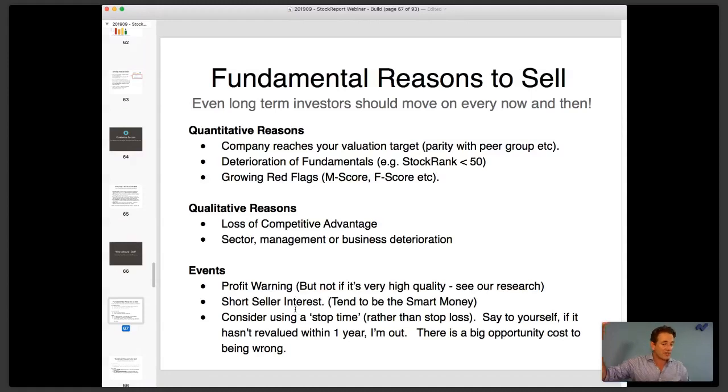A jump in short seller interest is another trigger. I also think it's very, very important to use a stop time. There is an opportunity cost to staying in a stock that doesn't perform. So I would say to myself, if a stock hasn't revalued within 1 year, I'm probably out. You've got to think about the opportunity cost. If the stock's gone sideways, you could have made 10% somewhere else. You hold another year, you might be 20-something percent out of pocket.